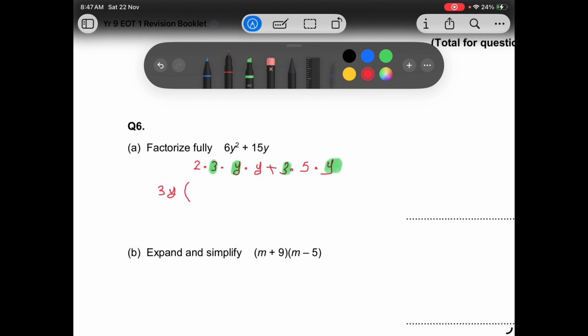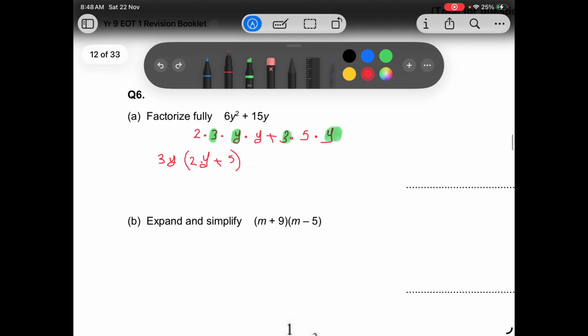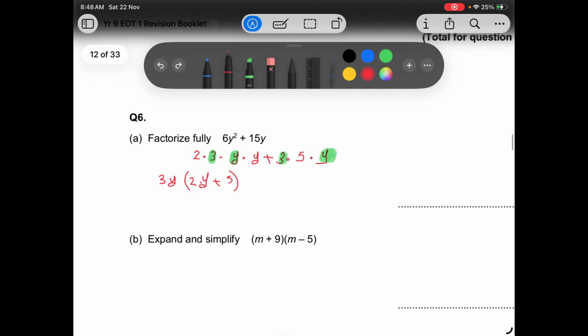So the remaining here is 2y plus 5. So 3y, then inside we have 2y plus 5, and if you just multiply this here and here, you will be back to the original given expression. So you might be even faster than me doing that. You don't have to break things down, if you have very good observational skills.